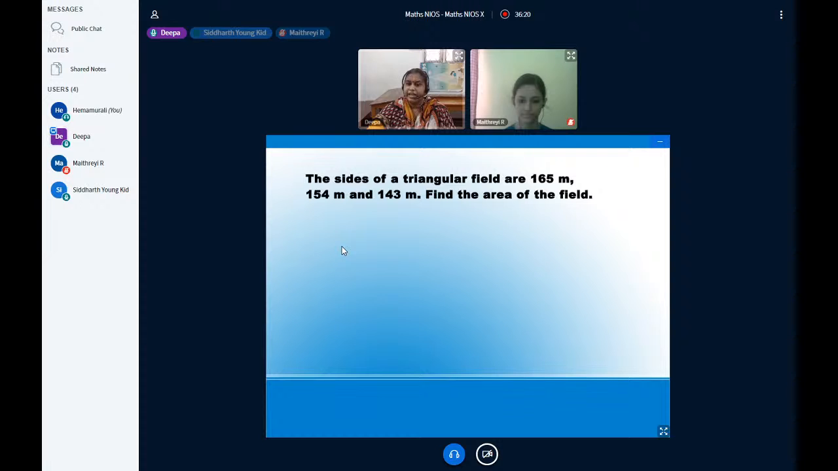The sides of a triangle are given: 165 meter, 154 meter and 143 meter. Find the area of the field. Now we are going to find this using Heron's formula, because what don't we have? Height. We have the sides, but we don't have the height.